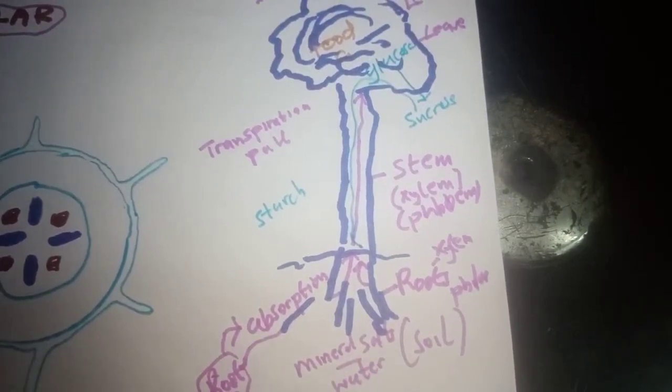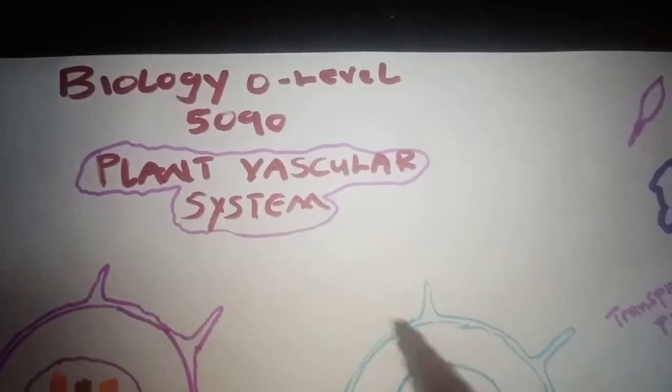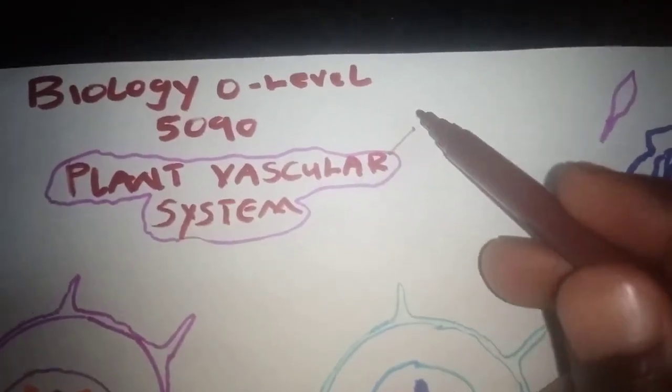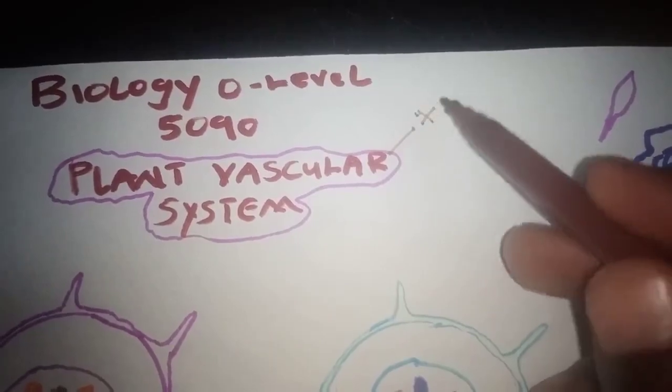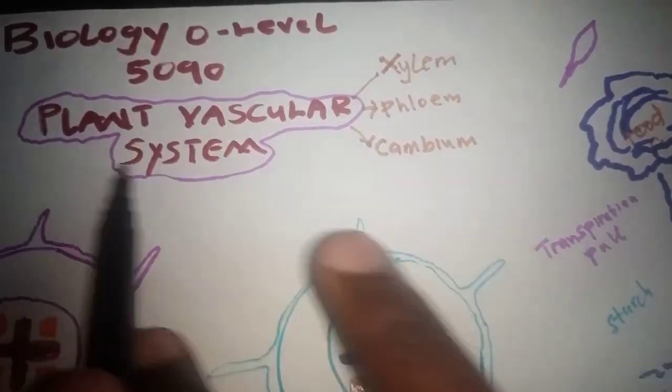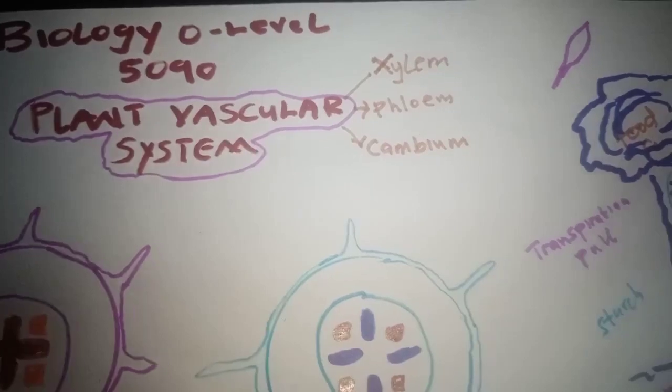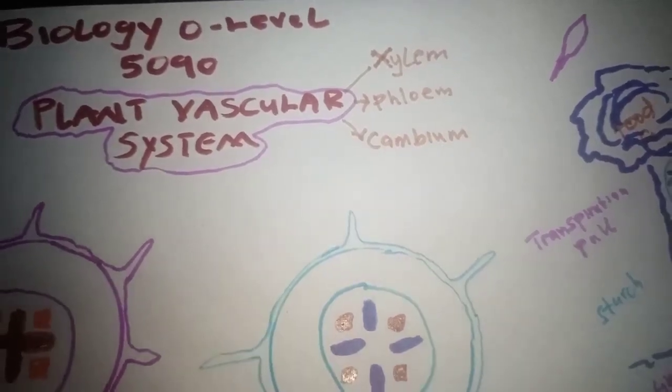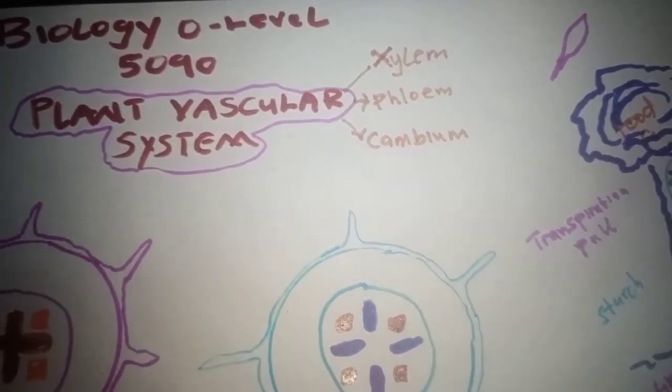Now today we are looking at the vascular system, and the vascular system, we said, is made up of three things. The plant vascular system is made up of the xylem, the phloem, and the cambium. So that's what makes up the plant's vascular system.